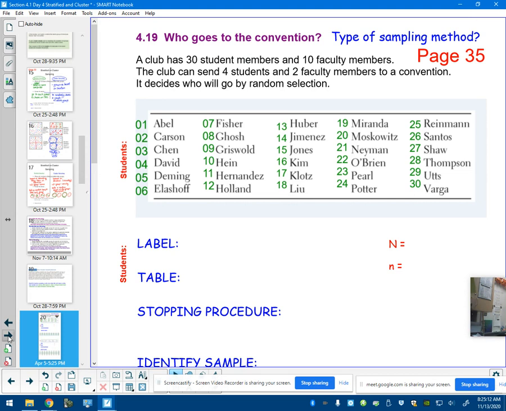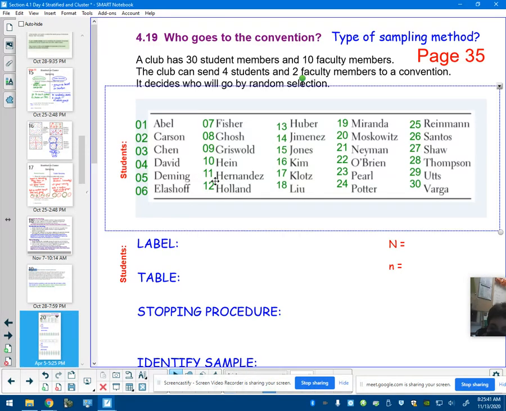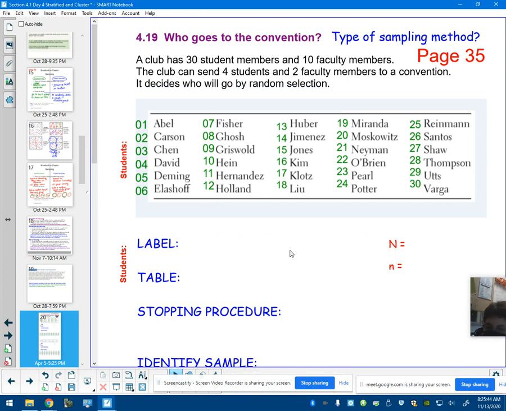Okay, so let's go to page 35 and let's actually do one of these. A club has 30 student members and 10 faculty members. The club can send 4 students and 2 faculty members to the convention. It decides who will go by random selection. And I don't know why in the world these numbers keep, I mean, we fix these every single time we do this problem, and that's okay.